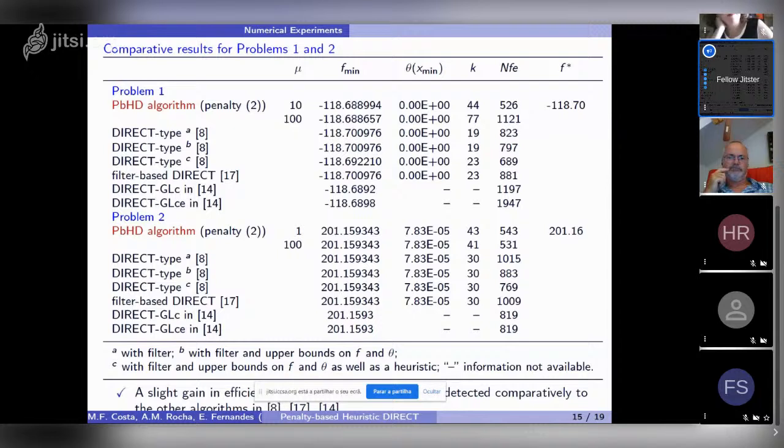Here are comparative results, our results are compared to those in these 3 papers, 8, 14, and 17, when solving these problems 1 and 2. And from this comparison here, we see that a slight gain in efficiency of our algorithm is detected comparatively to the other algorithms in these 3 papers.